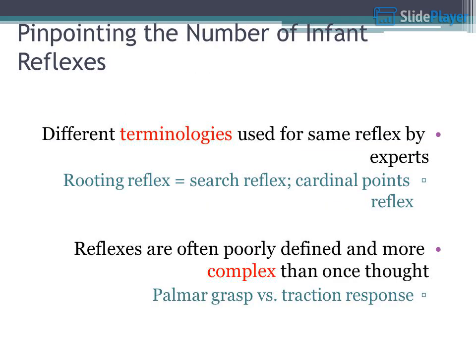Pinpointing the number of infant reflexes. Experts use different terminologies for the same reflex: the rooting reflex equals the search reflex and cardinal points reflex. Reflexes are often poorly defined and more complex than once thought. Palmar grasp versus traction response.